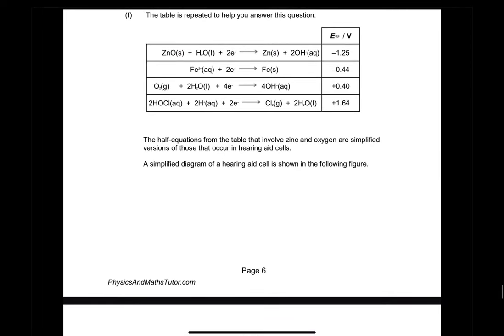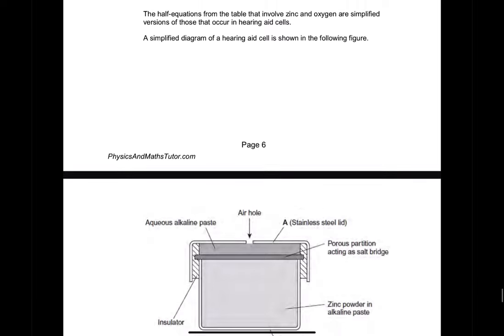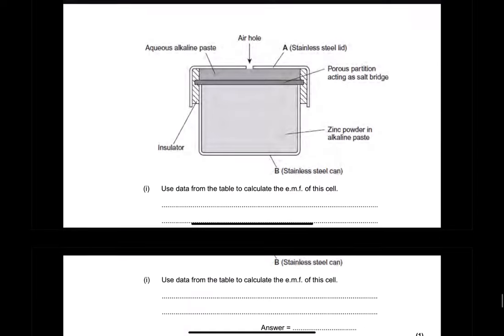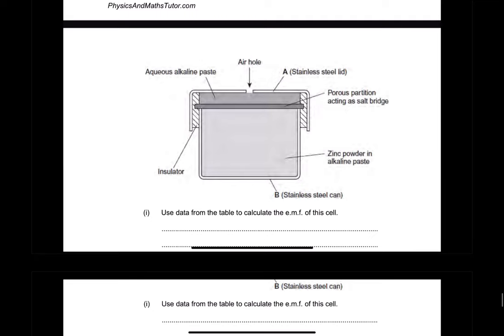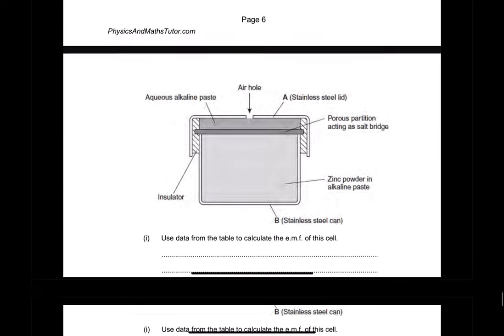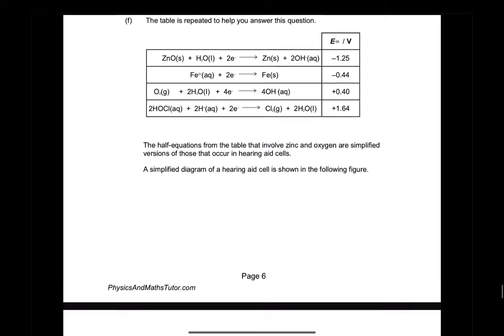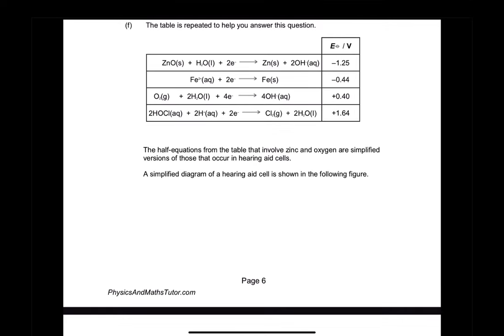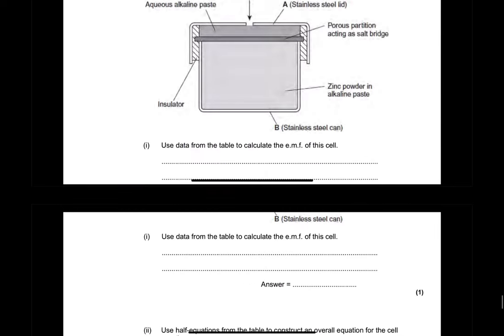Half equations for the table of zinc and oxygen are simplified. A simple diagram of a hearing aid cell is shown in the figure. Using it to calculate the EMF of the cell. So air hole, zinc, stainless steel. These are the only two that make sense to me, because I can see oxygen there. So 0.4 minus 1.25, so that's equal to 1.65 volts.